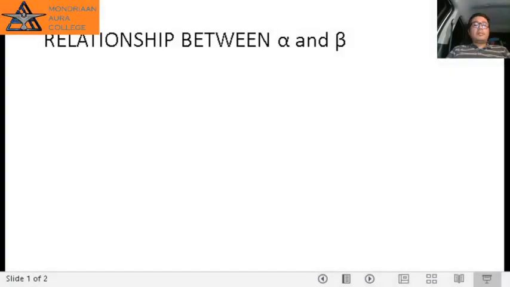We need to determine the relationship between alpha and beta. No? Alam natin na itong alpha, this is the current gain ng isang common base, or that is the amplification factor ng isang common base. While ang beta naman, this is the current gain or amplification factor ng isang common emitter. How do we relate the two quantities?